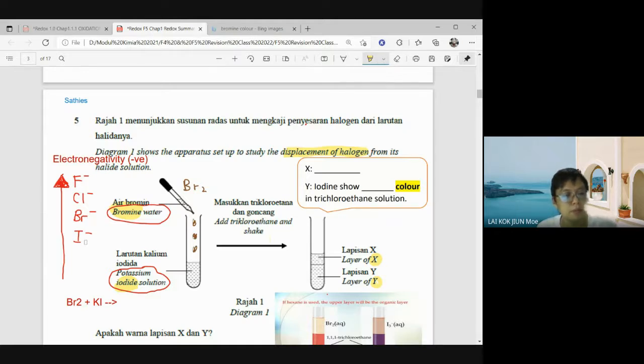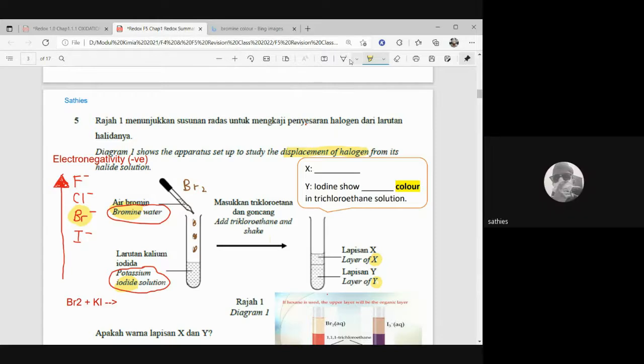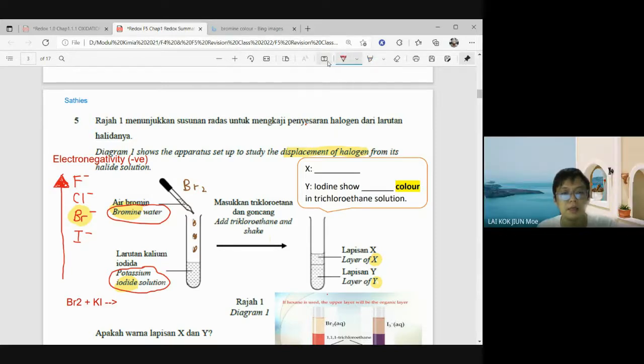Bolehkah bromine displace iodine? Jadi tak? Siapa tinggi, siapa kuat kan? Bromine kuat tak? Yes. Bromine kuat kan? So bromine boleh berjaya lah. So kalau dia berjaya, dia punya partner akan hilang lah. So KI akan hilang. So dia akan jadi bentuk yang baru, bromine iodide. Betul? Tanpa iodine solution.